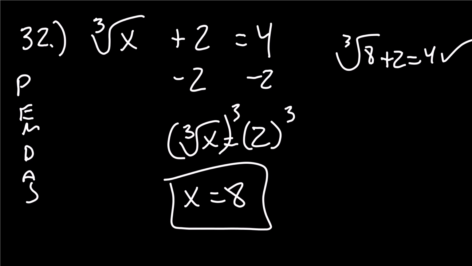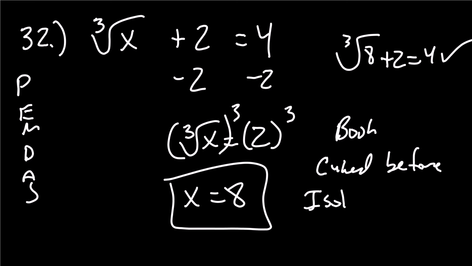It works. So now I compare what the book did. The book cubed before isolating the radical. So they cubed first when they shouldn't have. And that's what they did wrong. And that finishes this assignment.